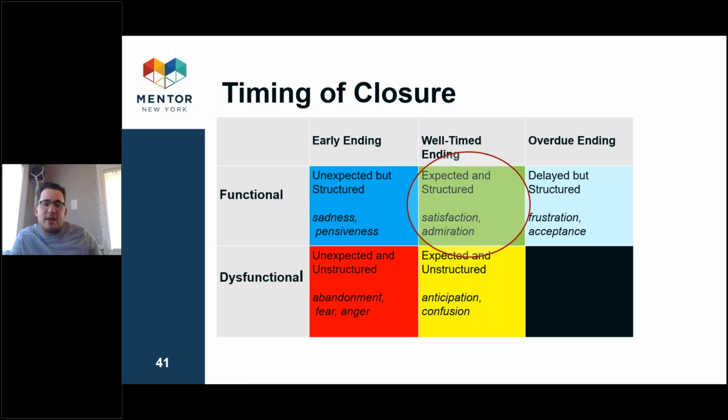And sometimes the relationship ends if you have a part of your program that runs on a school year or calendar year. And it can be good to think about the closure as more of a renegotiation of the relationship, right? It doesn't have to be like a goodbye.